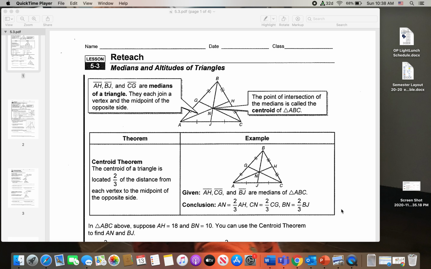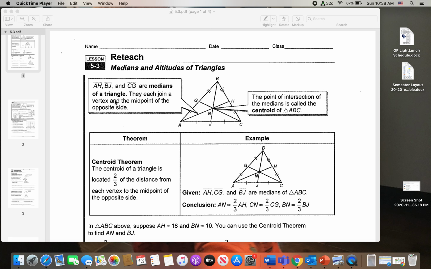Concurrency points. The first we're going to look at is medians. A median connects the midpoint, the middle of a segment, to the opposite vertex. So in this picture, B to J is a median, A to H is a median, and C to G is a median, because each of them connects a midpoint to the opposite side's vertex.